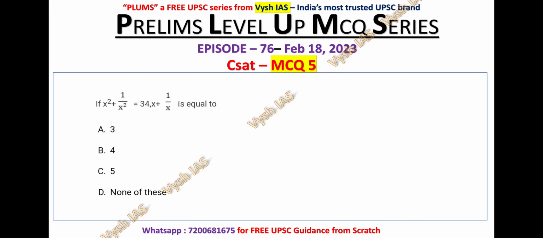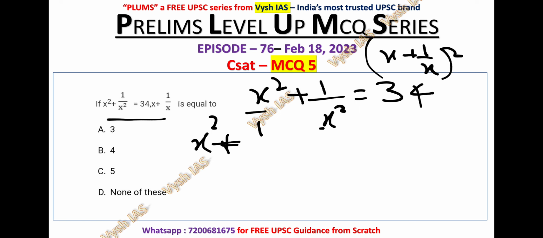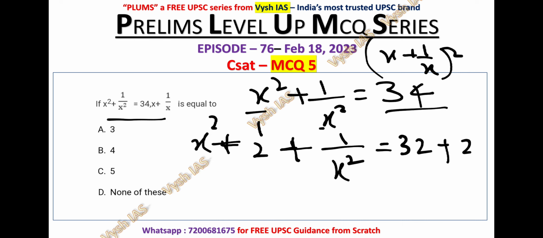So if you take this equation, x square plus 1 by x square is equal to 34. It is in the format of a square plus b square. So you can make it as a plus b whole square, right? So in order to make it as a plus b whole square, x plus 1 by x whole square value will be x square plus 2 into x into 1 by x, and x gets cancelled. So plus 2 plus 1 by x square is equal to 32 plus 2. You can write 34 as 32 plus 2.